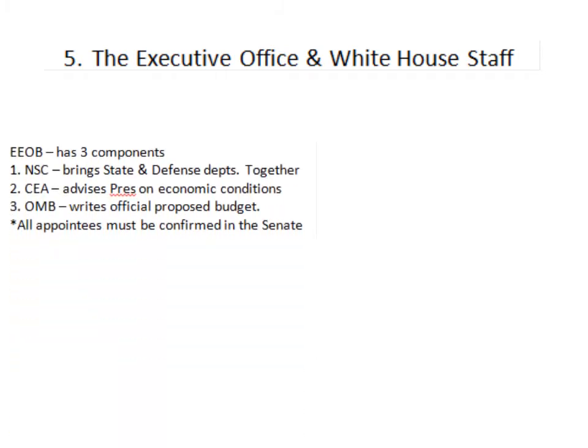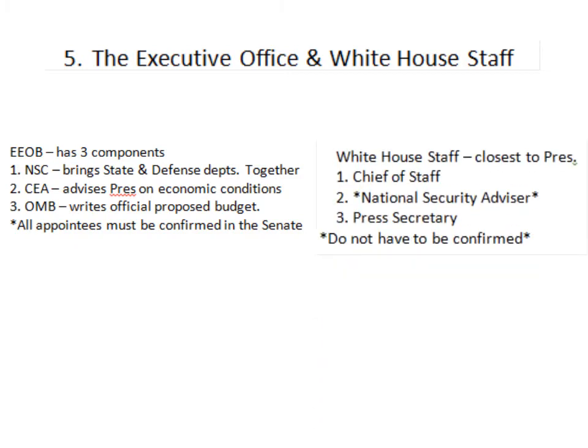2 other key components that help the President each day are his executive office and his White House staff. The executive office has 3 components: the National Security Council, which brings his state and defense departments together, his Council of Economic Advisors that help advise him on how to combat things like inflation and unemployment, and perhaps his most important is the Office of Management and Budget that helps him write his proposed budget for Congress each year. Because all 3 of these have policy-making influence and policy enforcement influence, everyone who is appointed to each of these 3 agencies must be confirmed in the U.S. Senate.